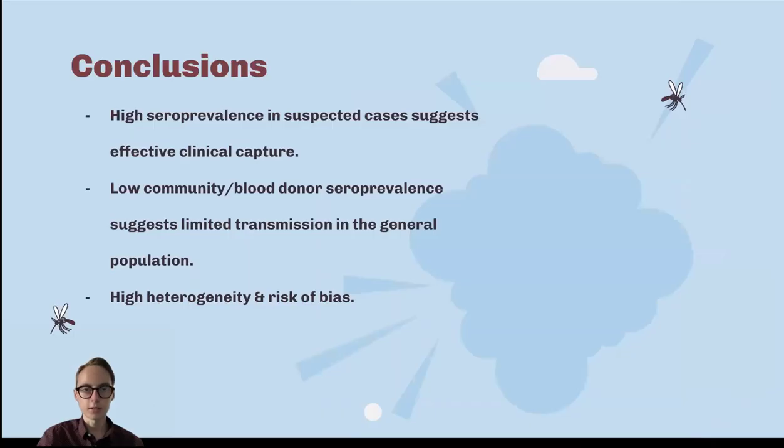Overall, these results suggest that West Nile virus transmission remains low in the general population, with most infections likely being identified through clinical surveillance. High seroprevalence found among suspected cases indicates effective capture of symptomatic infections. However, the high heterogeneity and risk of bias limit the generalizability of these results, showing the need for standardized study designs and improved reporting. The lack of consistent data, especially in Canada, limits the ability to assess long-term trends in West Nile virus circulation and highlights an important surveillance gap.